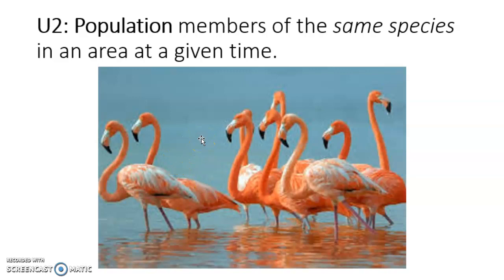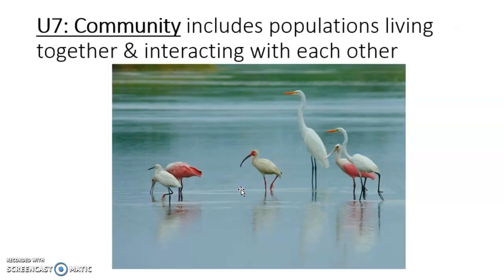Now, if we step up and we add different types of species interacting with each other, we get what's called a community. So this is a community of waterfowl or birds living in the water. We have an egret, we've got an ibis, and a roseate spoonbill. Different species interacting with each other at the same time. This is a community.